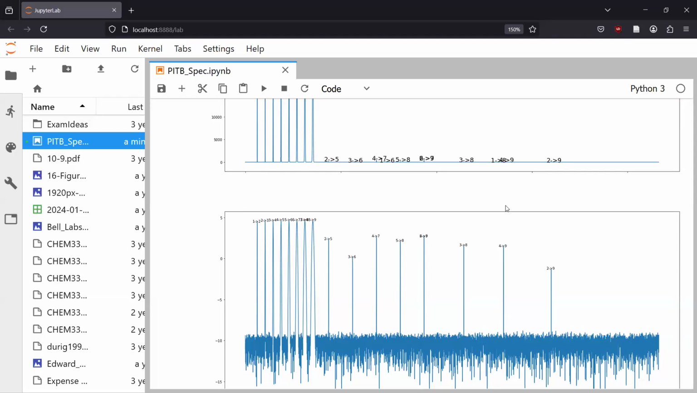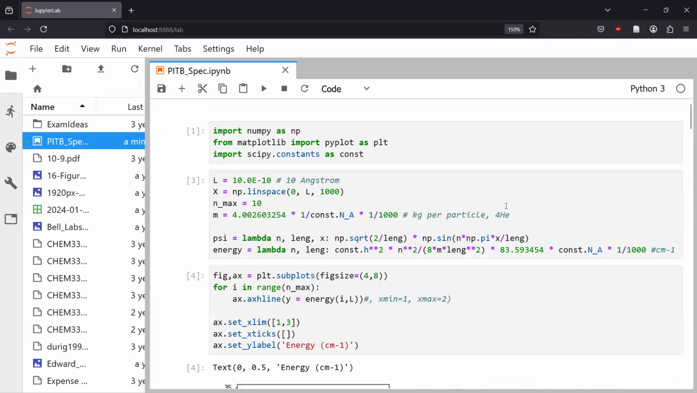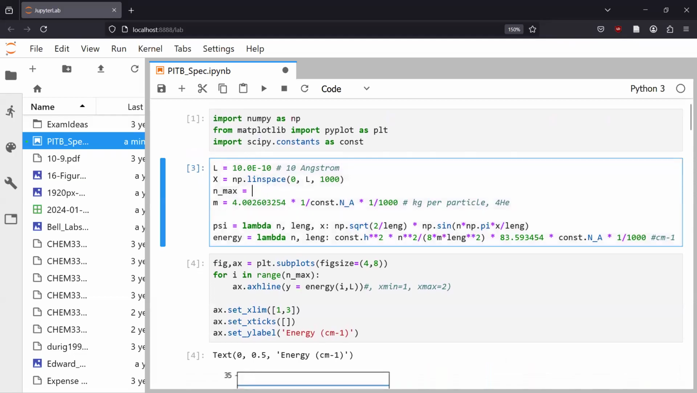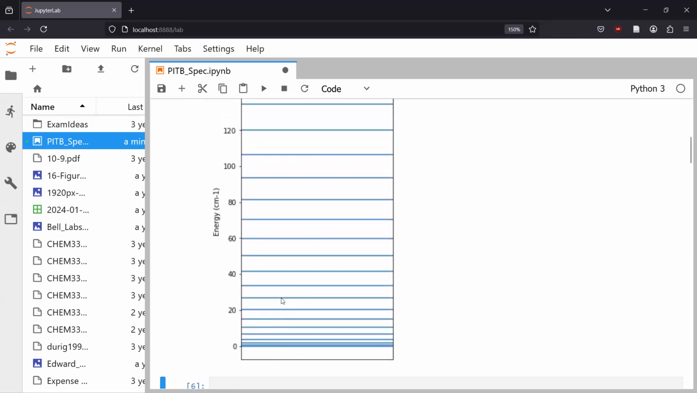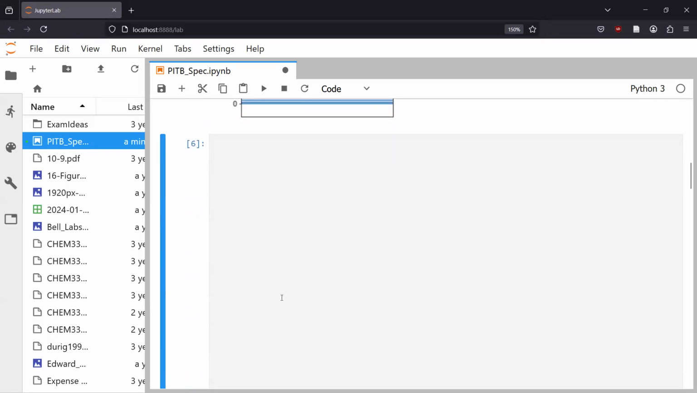And then I have the delta n equals 5s. There's only 2 of them up in n max equals 2. And then there's the delta n equals 7s. If I add more transitions, we'll see more. You just do that. So I'll set the n max equals 20. Right, now I have more levels in my energy diagram.